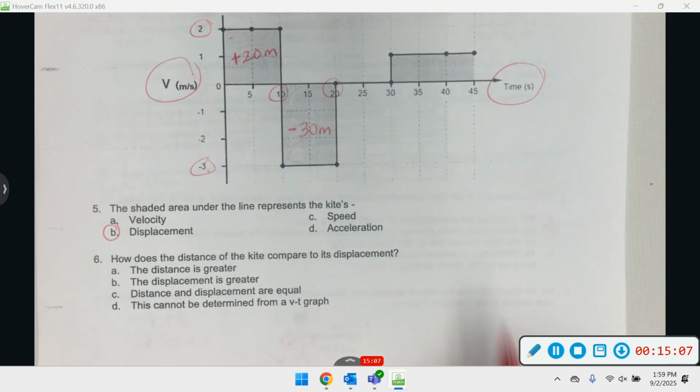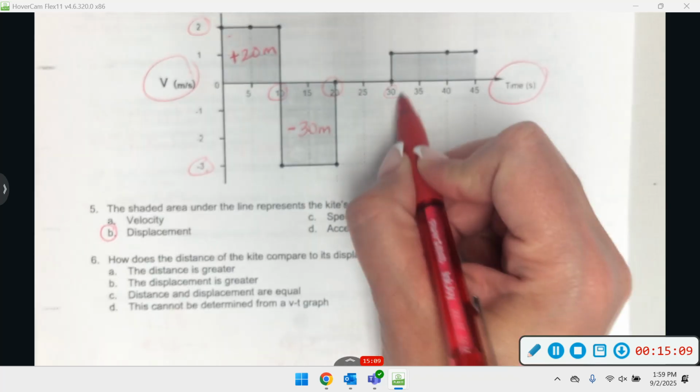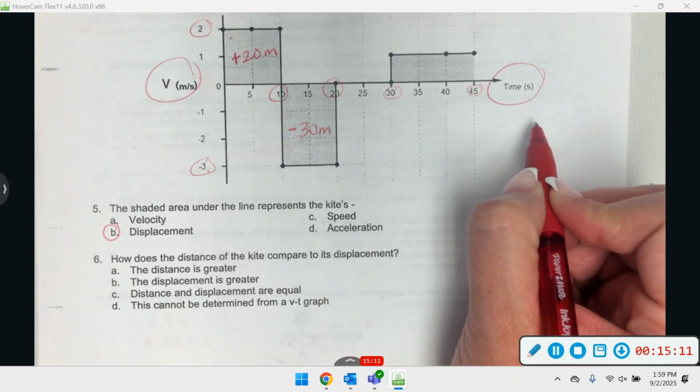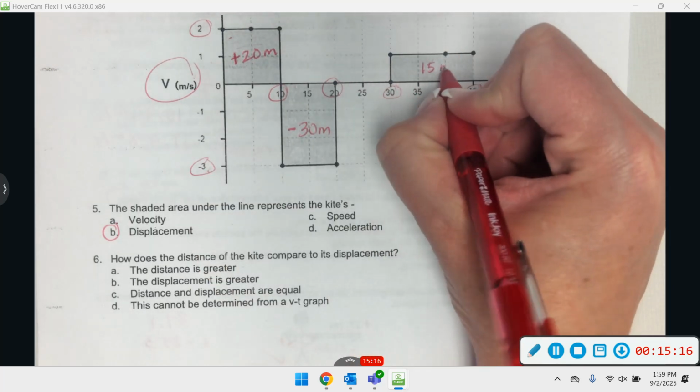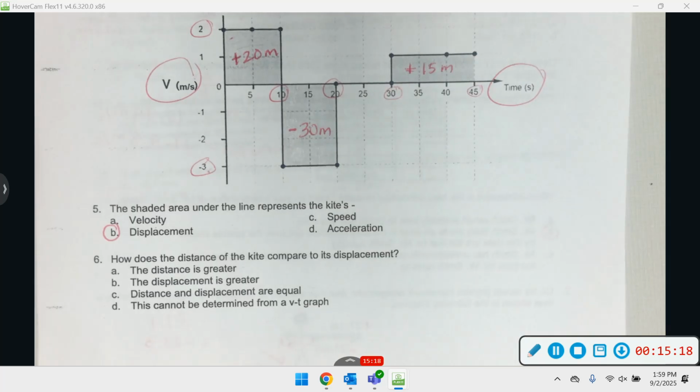Okay, and then the last one is this one here. Again, from 30 to 45 is 15 seconds, and it's moving at 1 meter per second for 15 seconds. That means it will move 15 meters, specifically positive 15.